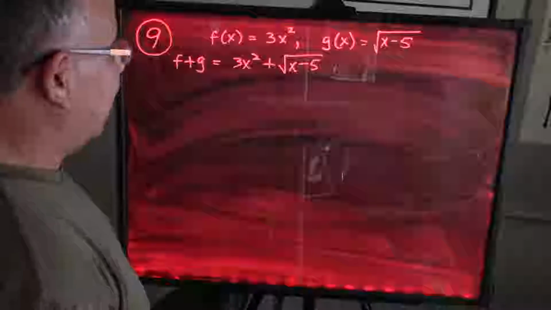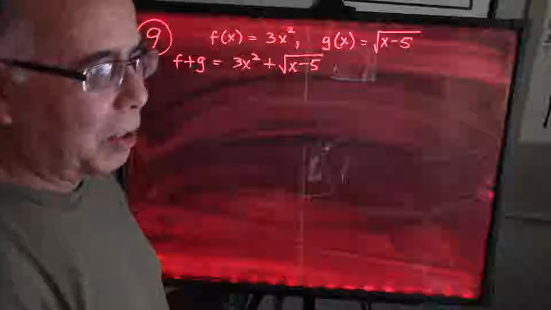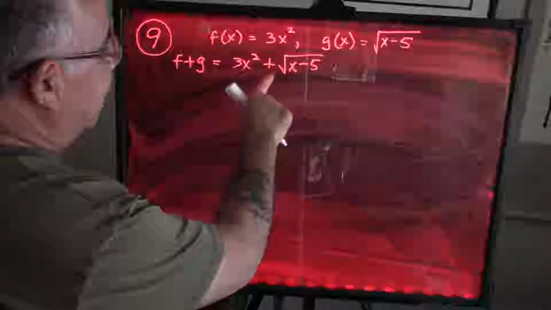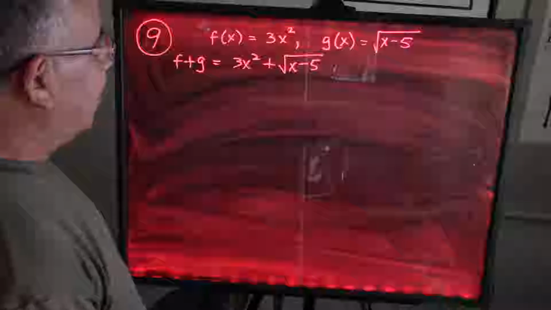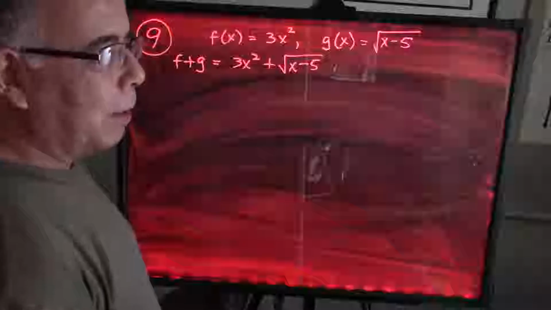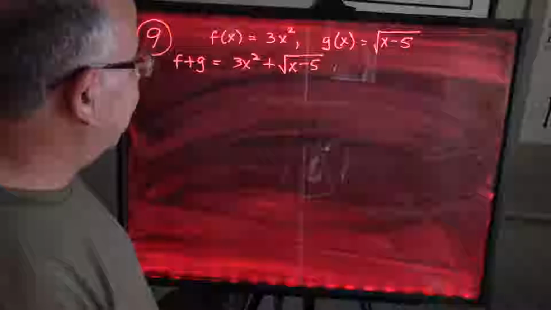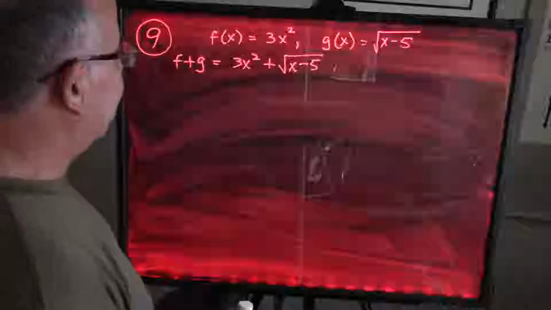Now, of course, this does not equal square root of x minus square root of 5. Don't do that either. But a polynomial doesn't have fractional exponents like that. It only has either 0 or positive integers as exponents. So this is not a polynomial function.